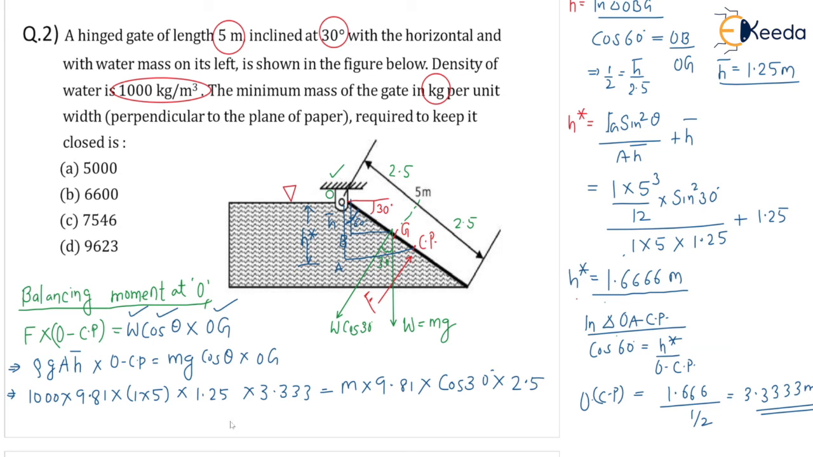If you calculate this equation to find the value of M, you will get 9621.5 kg, near to that. It depends upon how many decimals you are taking, 9621, 9622. So your correct answer is D, 9623.